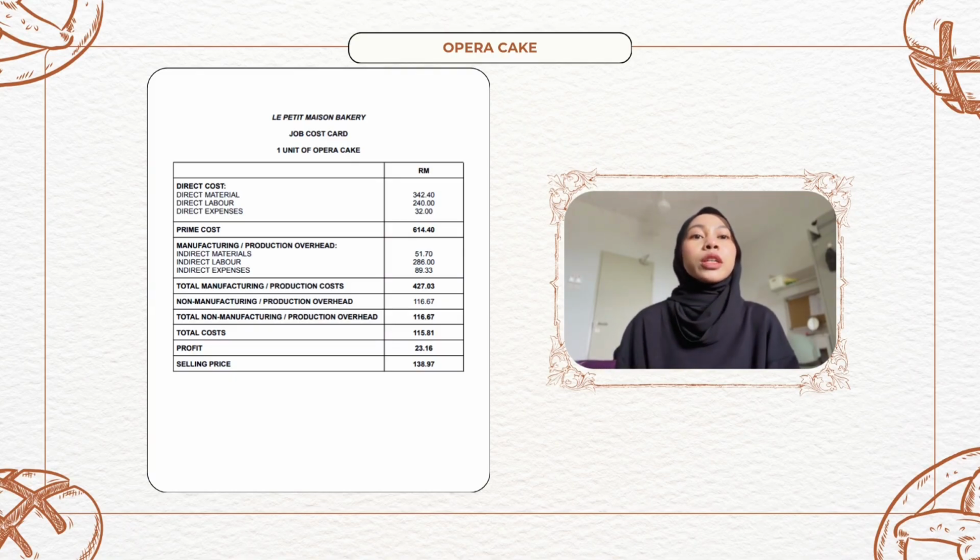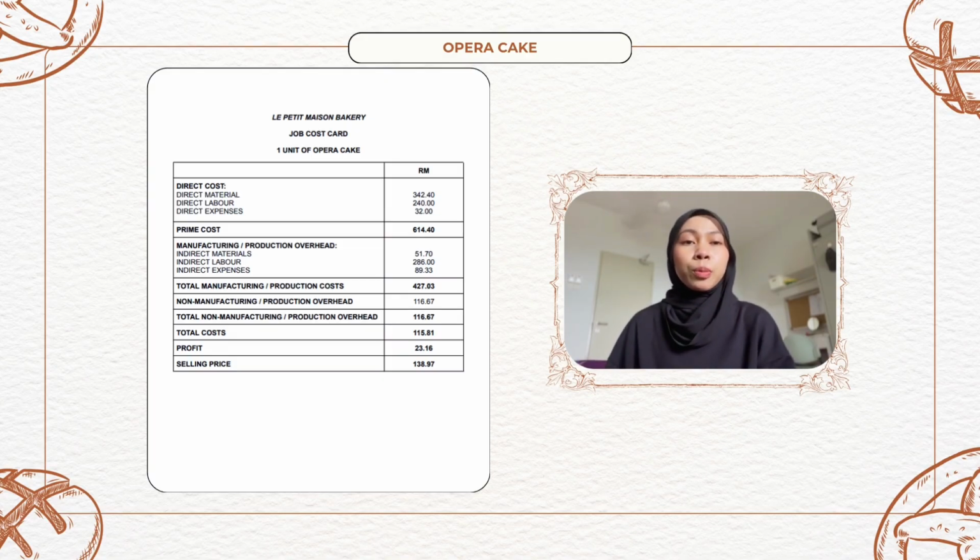So the manufacturing or production overheads include indirect materials, 51 ringgit 70 cents. Indirect labor, we got 286 ringgit. And indirect expenses, we got 89 ringgit 33 cents. So the total manufacturing or production costs, we got 427.03. Next, the non-manufacturing overheads total we got 116.67. And the total cost of opera cake, we got 115.81. Profit of 1 unit cake, we got 23 ringgit and 16 cents. And the selling price for 1 unit of cake is 138 ringgit and 97 cents.